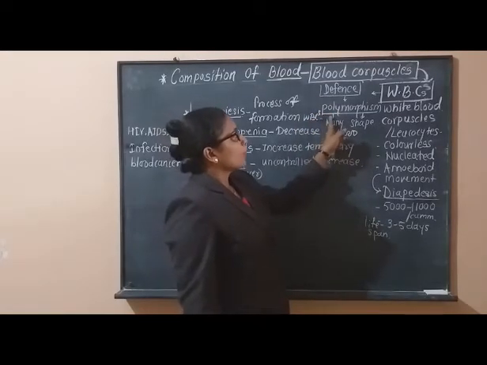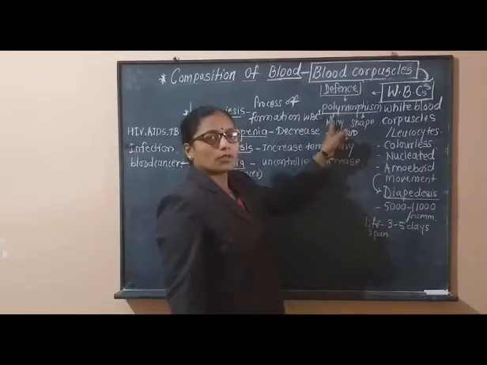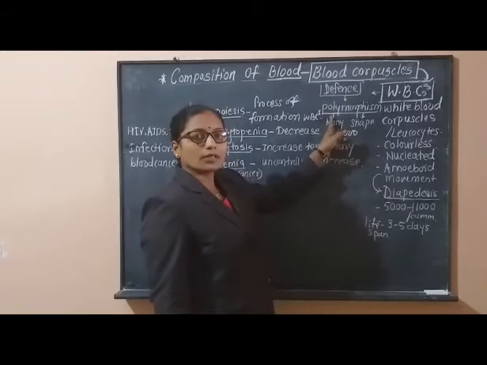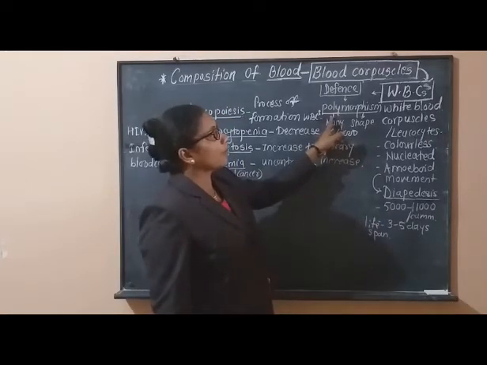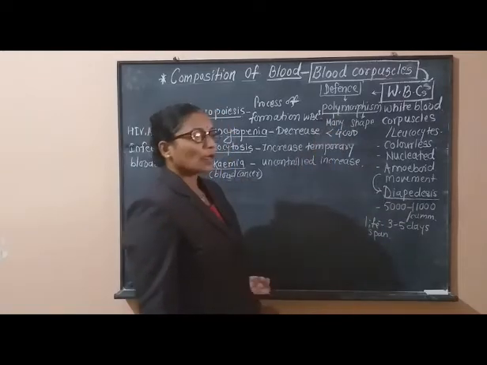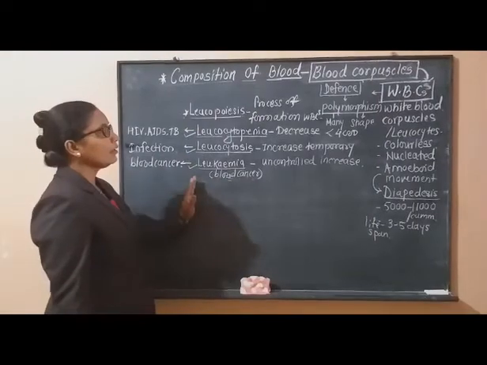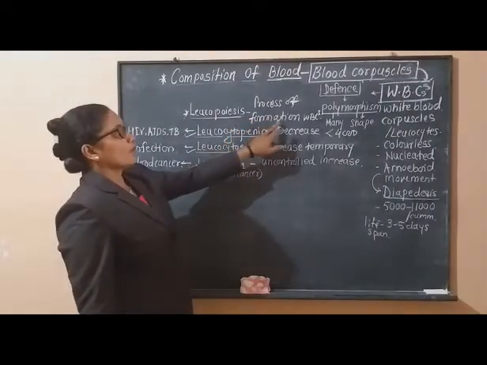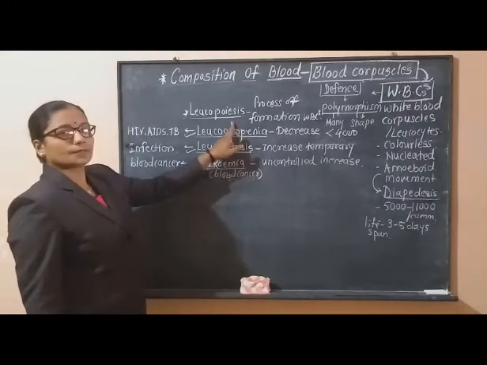And the basic property of WBCs: these are polymorphic in nature, meaning WBCs show different types, that is, 5 types of different cells are included in the WBCs. Now, regarding WBCs, these terms are very important. The first one, the process of formation of WBCs, is called leukopoiesis.